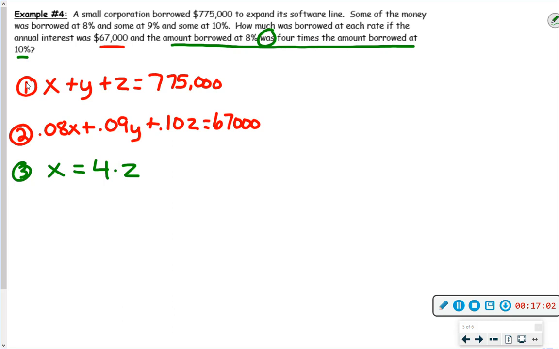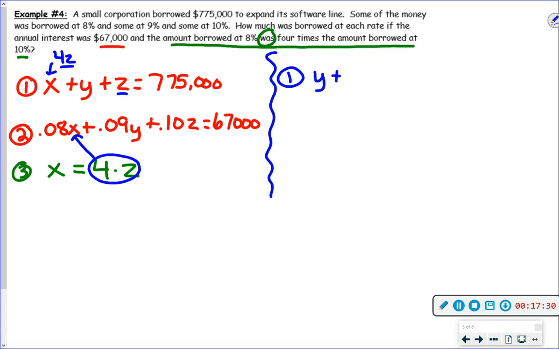Now, believe it or not, this is actually going to come out pretty nice for us. Because if we know x is equal to 4z, I'm going to right away replace the x's with 4z. Because that will get me down to a system of just 2 variables, 2 equations. So let's take a look at those. What's going to be my new equation 1? Well, if I have 4z plus another z, I'm going to combo that to 5z. So I'm going to rewrite that as y plus 5z equals 775,000.